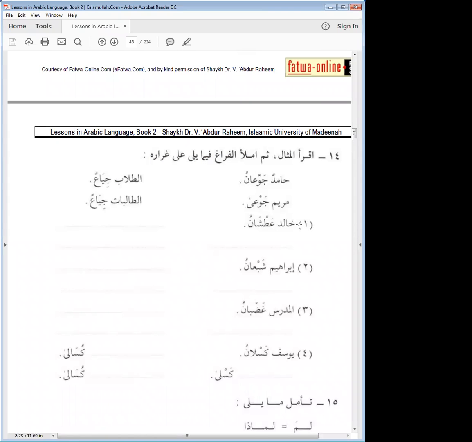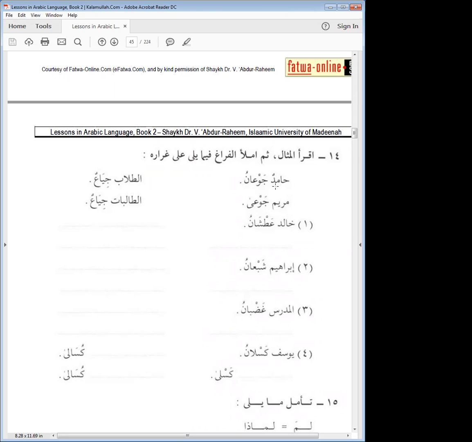اقرأ المثال ثم املأ الفراغ فيما يلي على غراره. So we have to read the examples and then you have to fill out the spaces, right? So let's look at the examples. Now this has to do with adjectives, right? Male and female, the adjectives and how they are constructed. So let's look at it here.